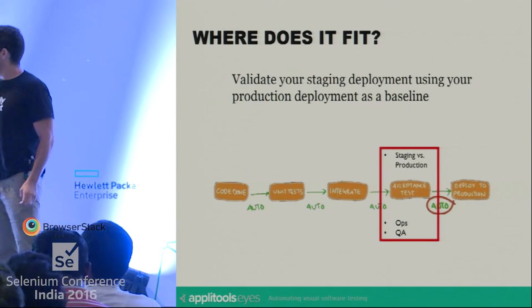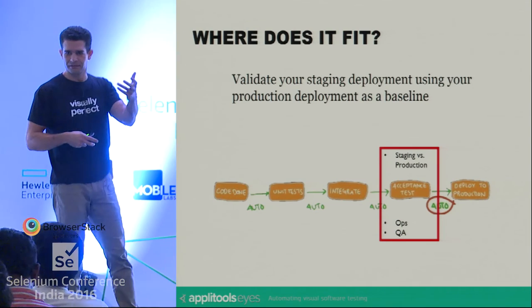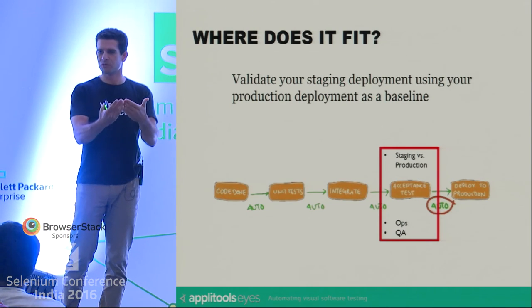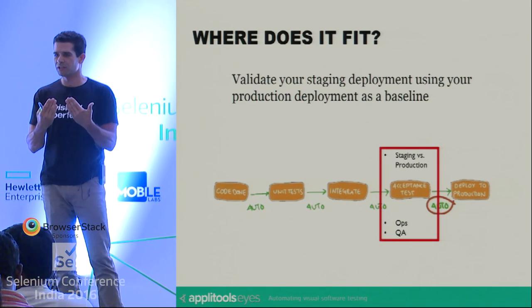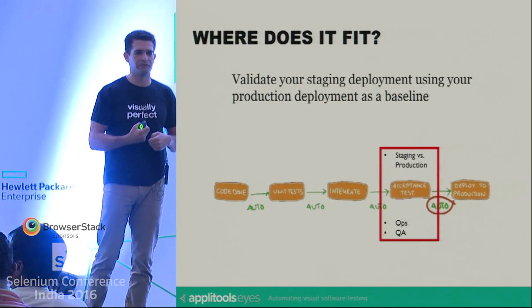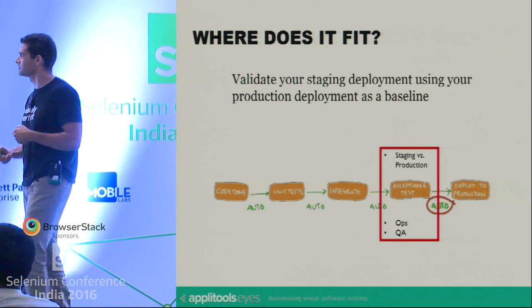As far as acceptance testing goes, it's very common to take a release candidate that's about to be released and get screenshots from it, and compare it with a baseline of the previous release. This way you can see what changed and make sure that there are no unexpected changes before you release. So you can validate the staging environment with respect to the production environment, etc.